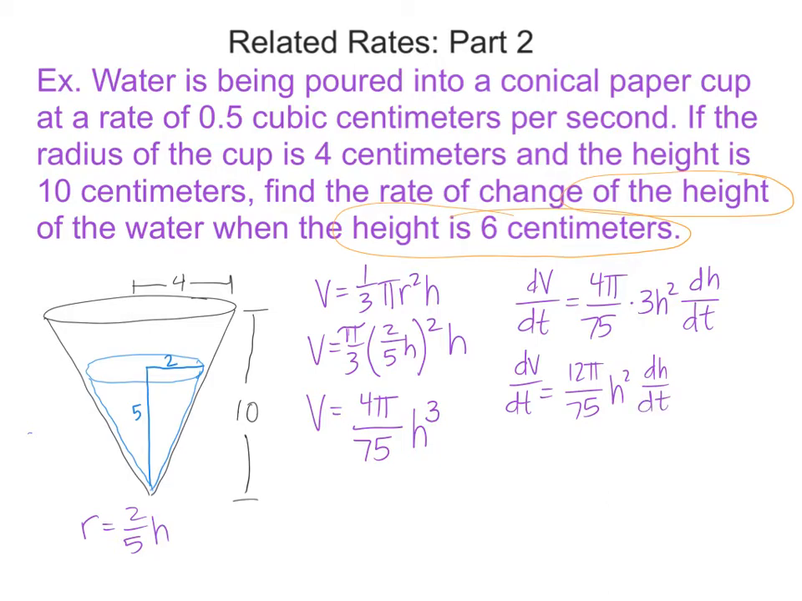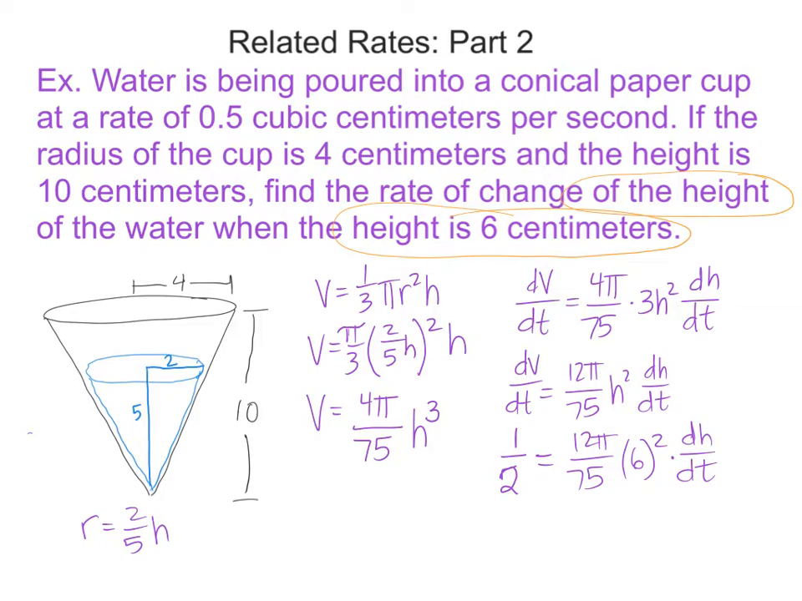And now I want to plug in my givens. Water is poured into the cup at 0.5 cubic centimeters per second. That's the rate of change of the volume, 0.5. And I'm going to change that 0.5 to a 1/2 because I'm kind of in fraction mode right now. 1/2 equals 12 pi over 75 h squared. The question is, find the rate of change of the height, dh/dt, when the height is 6. So I'm going to plug in 6 for h, square it, times my unknown dh/dt.